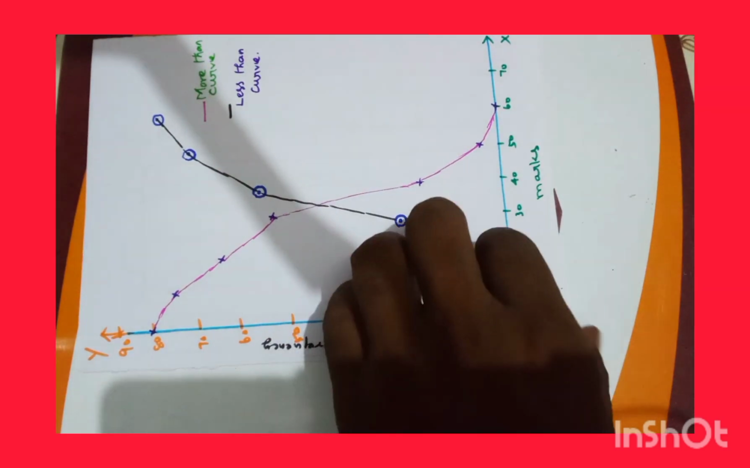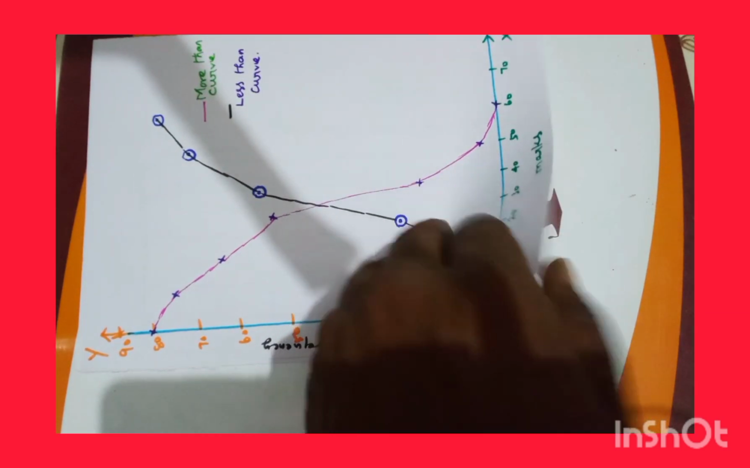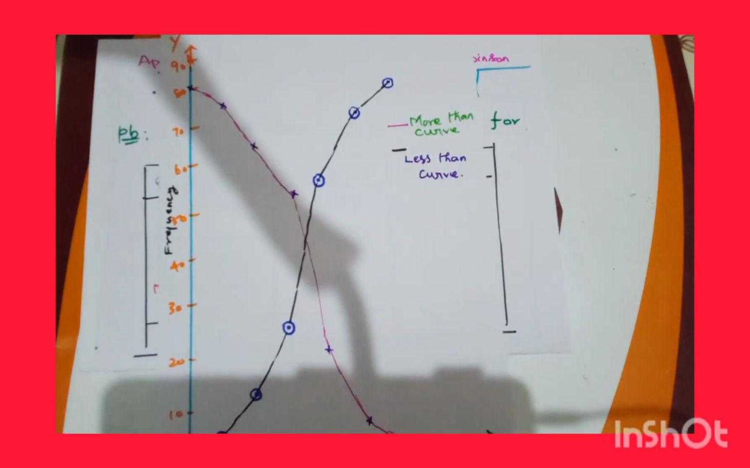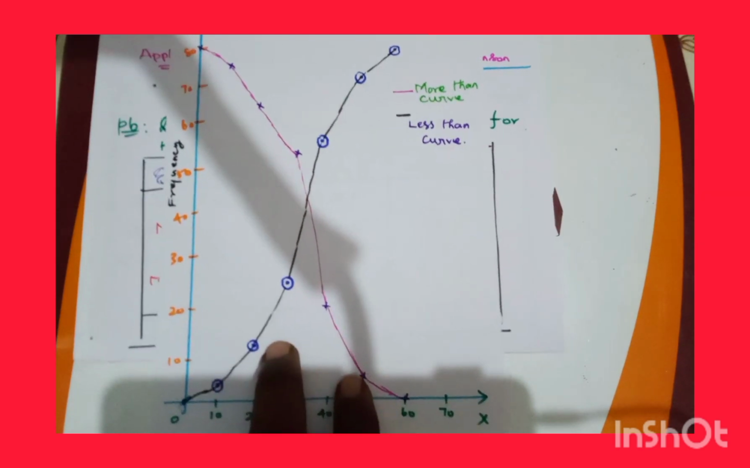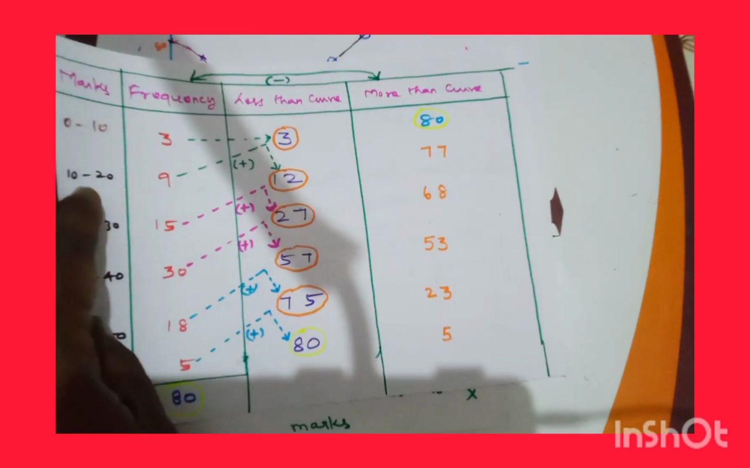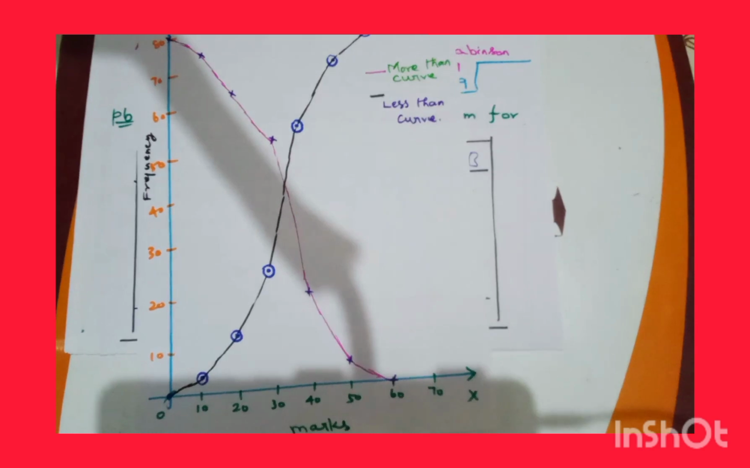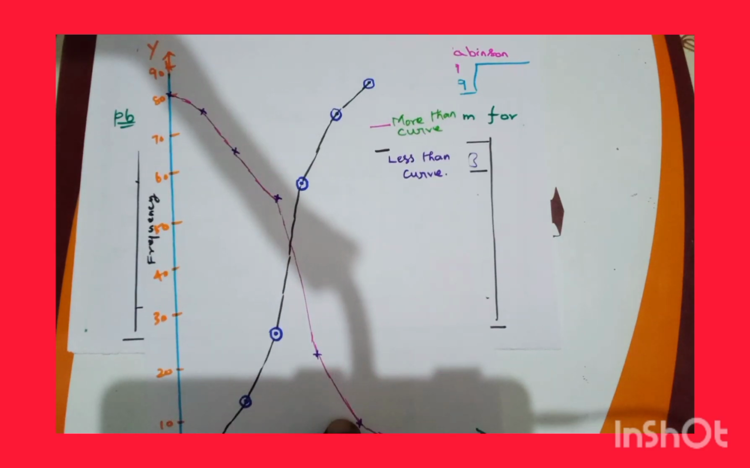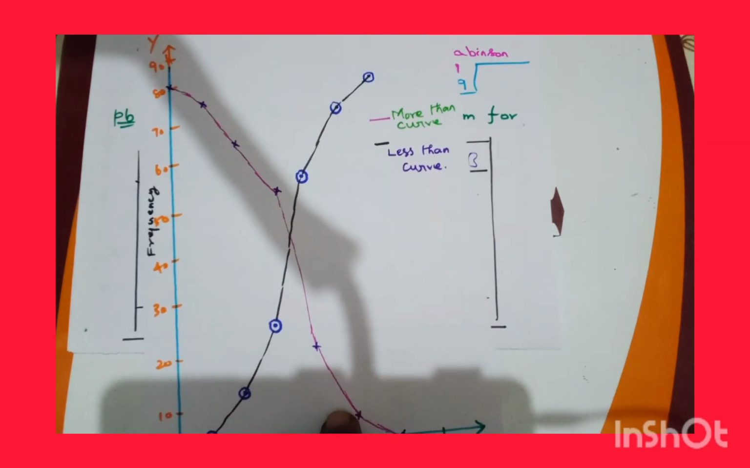So I'm going to slightly rotate this. If you keep it as it is, we cannot proceed. So this is a suitable graph. See, on the x-axis, I'm going to take the marks from 0, 10, 20, up to 70. On the y-axis, considering both curves, less than and more than, the largest value is 80. So I'm going to start the values on the y-axis at 10, 20, up to 90. So this is the y-axis.